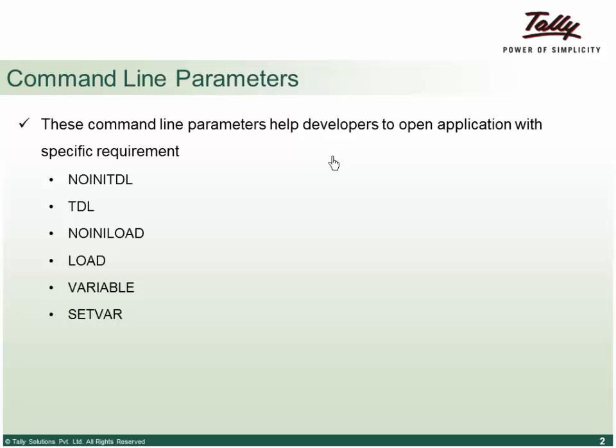Similarly, we have a command line parameter variable. That means whenever you initiate this program, there are particular variable values that you want to call. This particular command line parameter is very helpful when you are executing Tally from another application, and some certain selected variables need to get passed. Similarly, we have a command line parameter for set variable, set var. Again, it helps you to set the variable name.